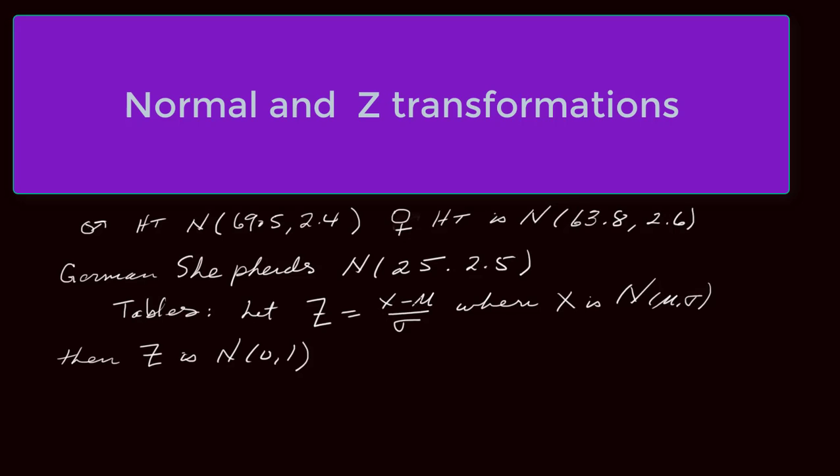Well, since we can transform any normal mu sigma into a z, that means we only have to have one table or one routine for calculating probabilities. We'll calculate probabilities for x by doing a transformation and calculating a standard normal distribution, a Z distribution.